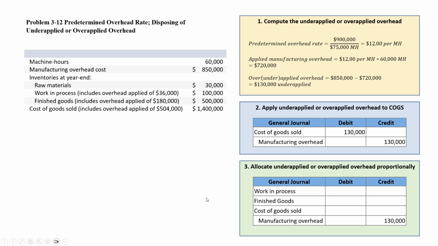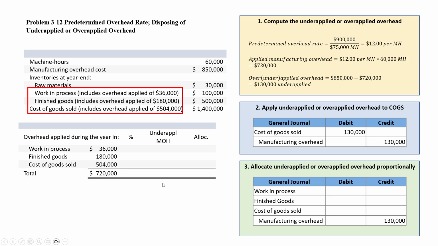Well, I just wanted to clear some room. We're going to allocate that $130,000 based upon the amount of overhead we put into those three different accounts: work in process, finished goods, and cost of goods sold. For example, I'm going to do cost of goods sold so we can do a comparison. There was $504,000 of overhead applied into cost of goods sold, $180,000 of overhead applied into finished goods, and $36,000 of overhead applied to work in process.